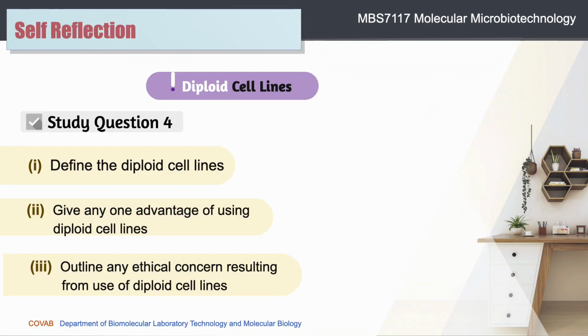Now let's reflect on what we've learned on the diploid cell lines. We'll study question 4. Part 1, define the diploid cell lines. Part 2, give any advantage of using the diploid cell lines. Part 3, outline any concerns resulting from the use of the diploid cell lines. If you have any problems or any difficulties in answering these questions, please review the previous section.